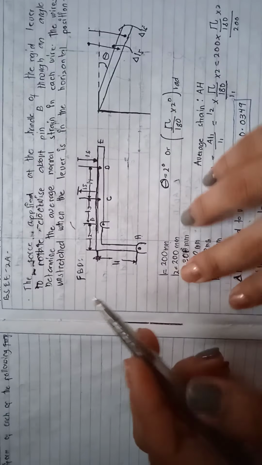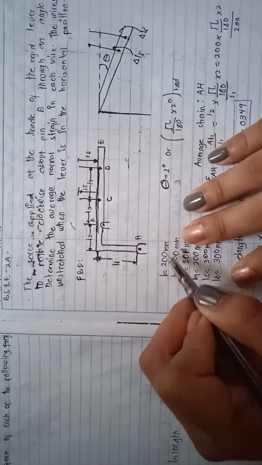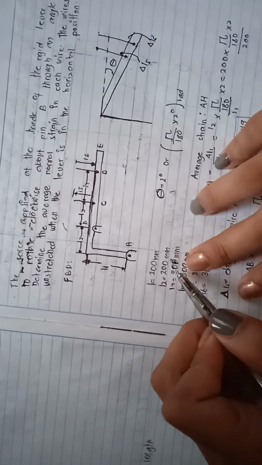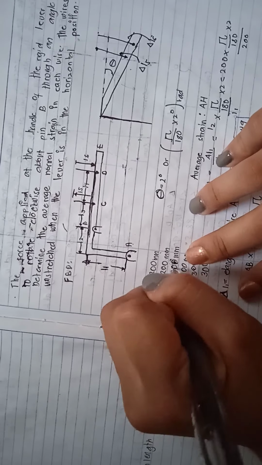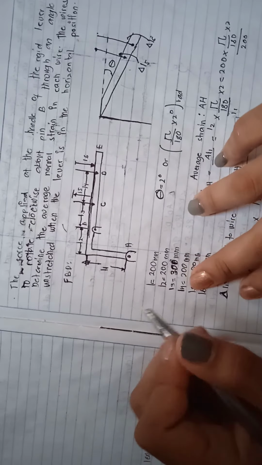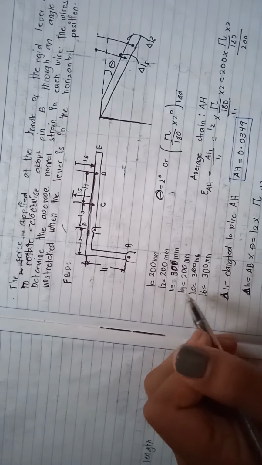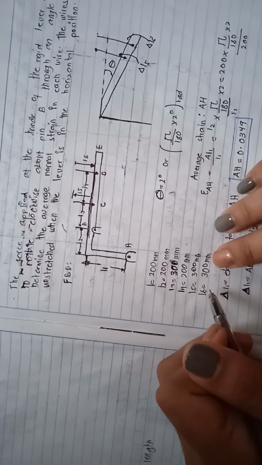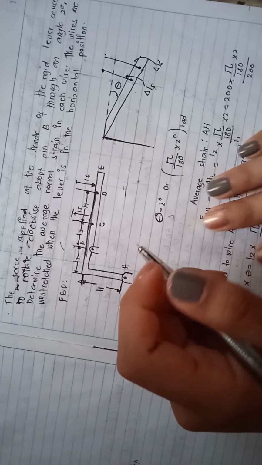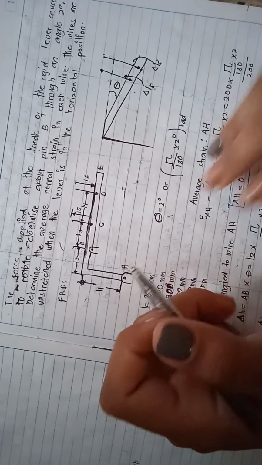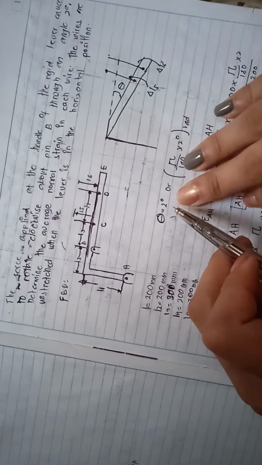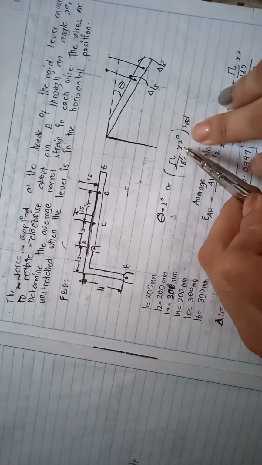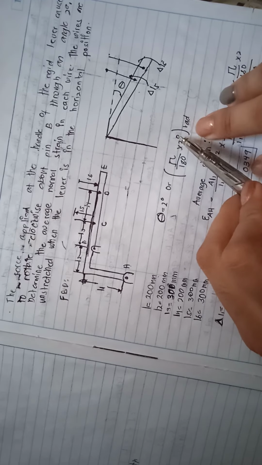So, yung I1 is equals 200 mm, yung I2 naman po, 200 mm din po, I3 is 300 mm, I4 equals 200 mm, I5 equals 300 mm and I6 po is 300 mm. So, yung theta equals 2 degrees or pi over 180 times 2 degrees in radians.